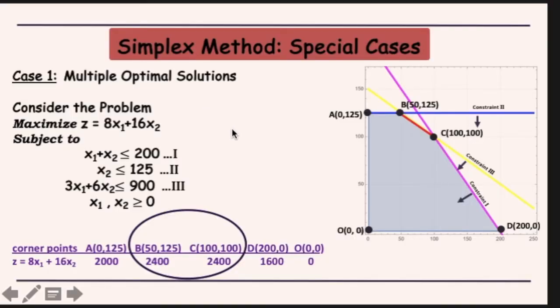The special cases. The first case which I am going to consider is of a problem which has multiple optimal solutions. Now the linear programming problem which I will be considering is to maximize z, which is 8x1 plus 16x2, subject to these set of constraints. Now these constraints have been graphically represented here, and as you can see, the common portion is this blue shaded region, that's the feasible region.